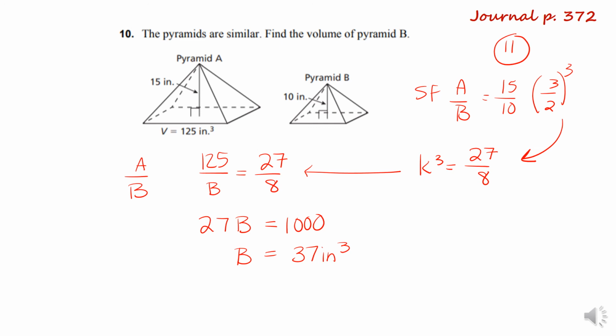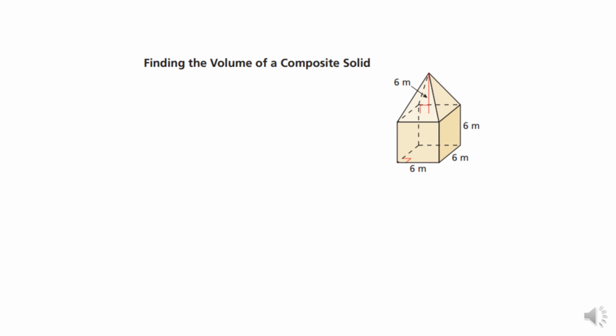Okay, so we're going to do one more kind of problem. We're going to find the volume of this composite solid, and this is just putting together some of the things you've already learned. The volume of the whole composite is the volume of the cube plus the volume of the rectangular pyramid. First, I'm going to find the volume of my cube, which is 6 cubed, because it's 6 times 6 times 6, length times width times height, and that is 216.